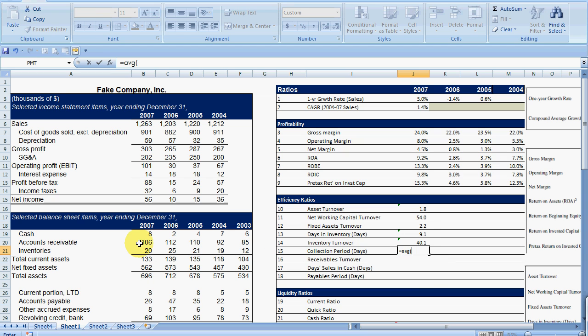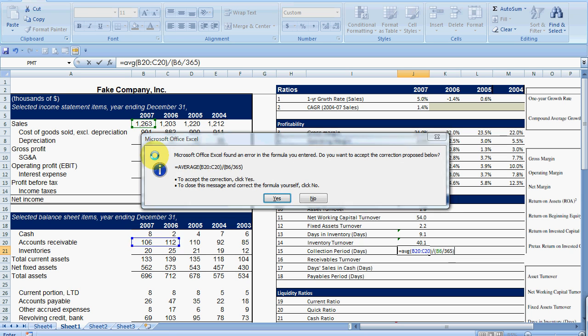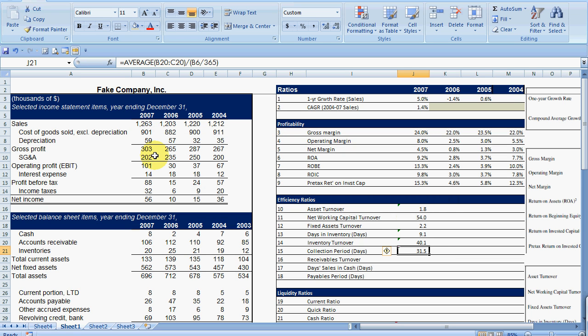So we're going to take our average of our receivables, right? And we're going to divide that by our sales, right? So up at the top, sales divided by 365. And so it's basically saying, the average receivables that we have in a time period, divided by the daily sales, and that's going to tell us the number of days on average that it's taking to collect money from those who owe us money, right? So on average, we're getting our money from people in 31.5 days.